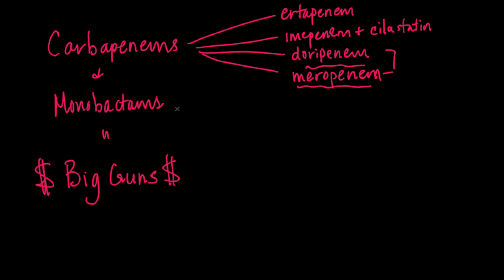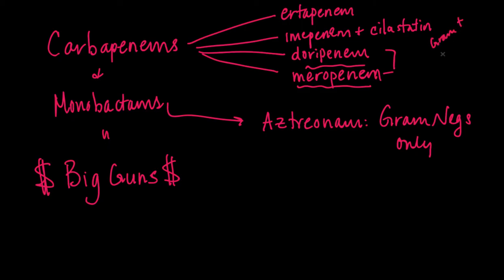Meropenem has been used in the U.S. market for about 10 years, longer than doripenem, and is currently the most widely used carbapenem. Lastly, we have the monobactams, the most prevalent of which is aztreonam. This is a quote-unquote weird beta-lactam in that it has only 1 ring instead of 2. This unusual structure means that monobactams do not bind to gram-positive PBPs, making it effective only against the gram-negatives.